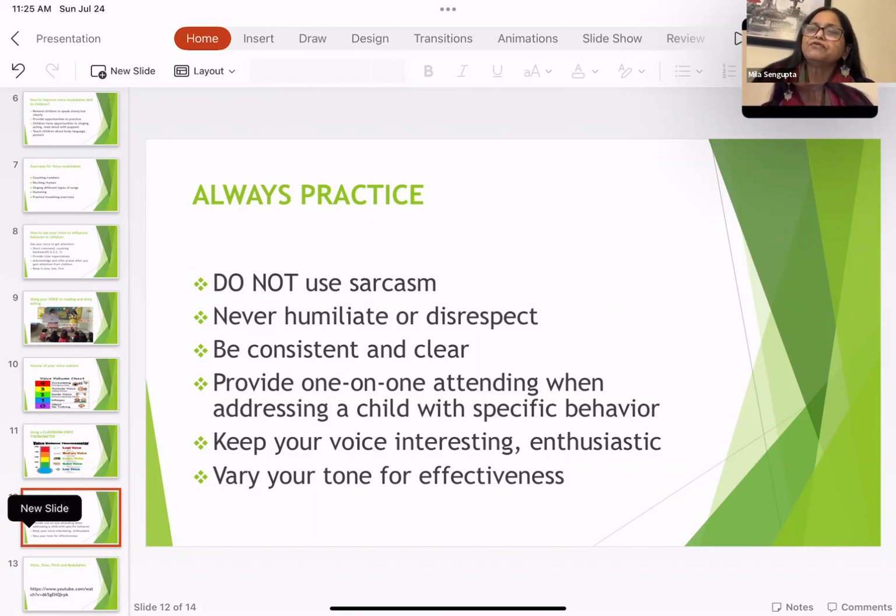What are you trying to convey? What is the message you are trying to give? And that modulation keeps the children engaged, makes this interesting, and that helps the children immensely to pay attention and be engaged.